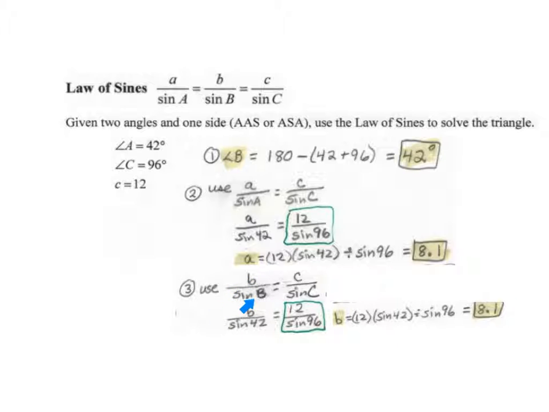So there you take your b over sine B, and when you have a choice, always go back to given information. You're given the c and this angle C, so that's what you want to use in your next calculation so that you get more accurate results.